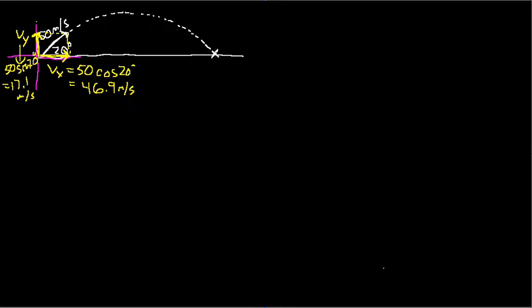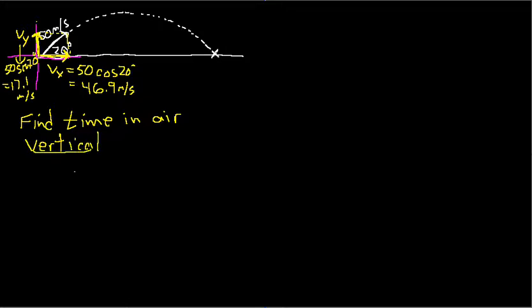Now the next thing I'll ask you is, how long is this ball, or whatever is being launched, going all the way over there until it hits this spot here? How long is it actually in the air? How can we do that? Well, there's two ways we can do that. In order to find the time in air, we're going to have to consider the vertical information. Let me show you the first way.